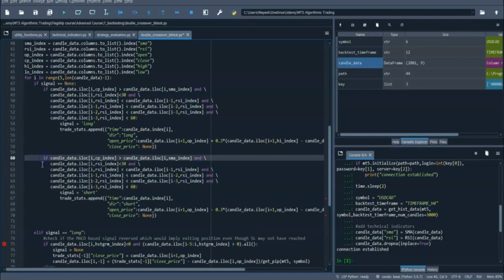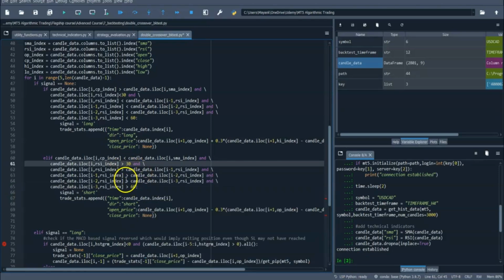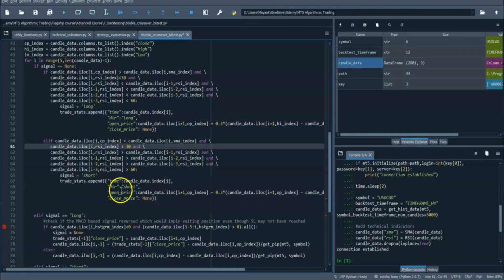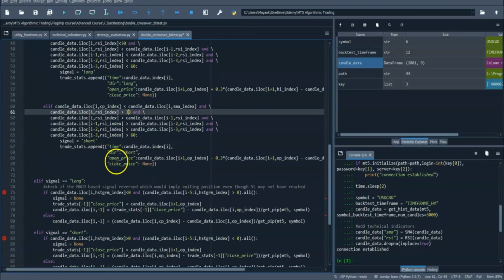Let me make this elif. So if the closing price index is less than the SMA, if the current RSI is greater than 30, this is greater, and this is greater than 60. I mean, you can make this 40, 70 if you want. Although we don't have clarity whether this strategy even works for generating short signal, we are simply using the same intuition and seeing whether it works for short signal or not. Alright, nothing needs to change here.